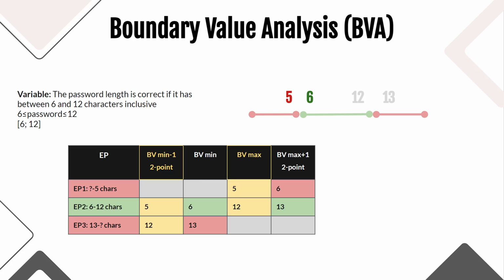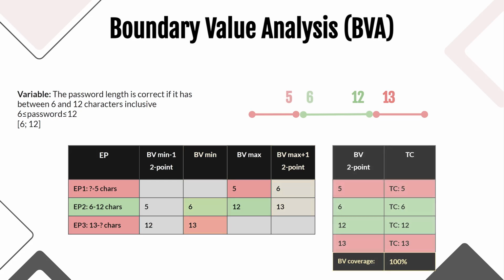Therefore, they can be ignored. The same situation with the neighbors on the right. 6 and 13 are the minimum boundary values of the second and third partitions. Therefore, we have only 4 unique values that correspond to the boundary values of all 3 partitions.